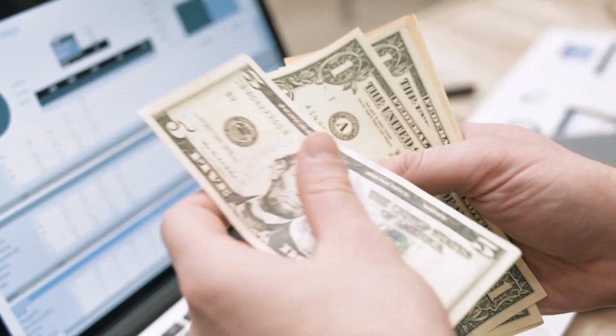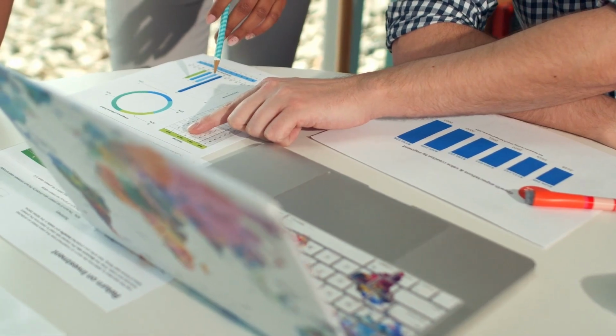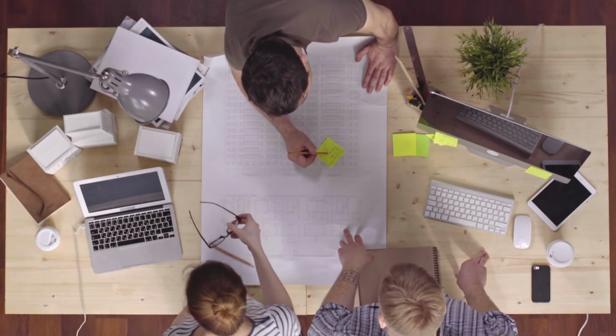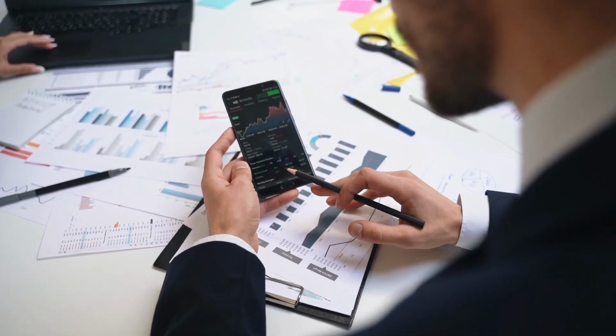In this video I'm going to show you exactly how I took this trade right here using two free simple indicators on tradingview.com. Make sure you watch the entire video because I'm going to show you step by step and all the settings you're going to need. This is definitely one of my favourite trading strategies for crypto on the 15-minute time frame, and you should definitely backtest this and check this out for yourself.